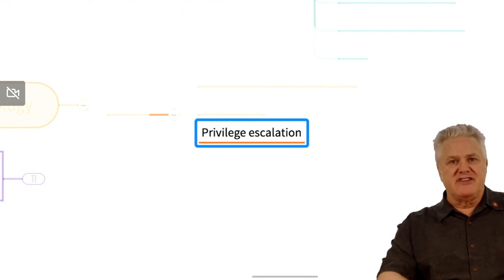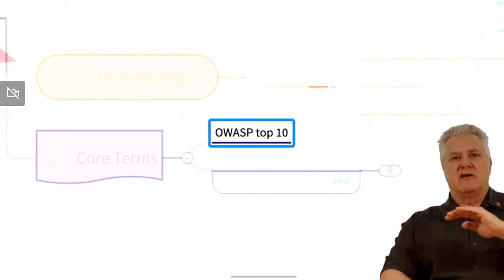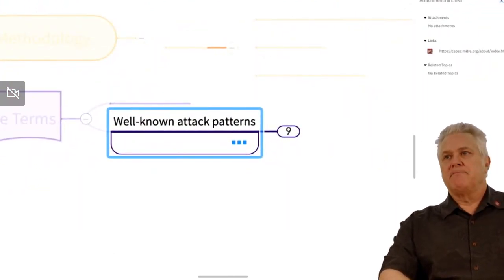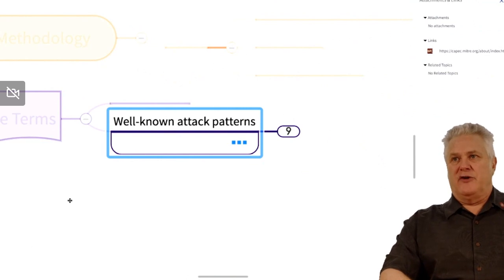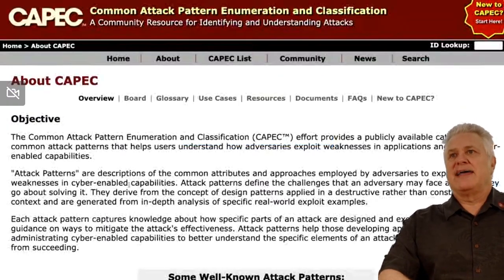It's ultimately a privilege escalation and a privilege abuse thing that you're trying to figure out. From a core term standpoint, you've got to know your OWASP top 10s. The other level to this is what's called the well-known attack patterns. And I wanted to bring this up because this is still a part of CAPEC.